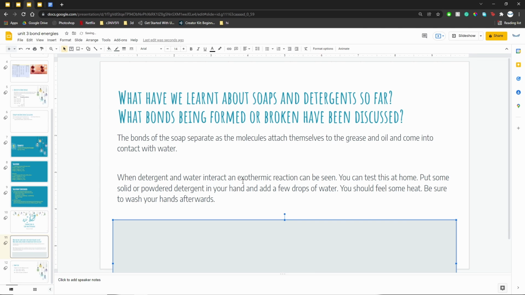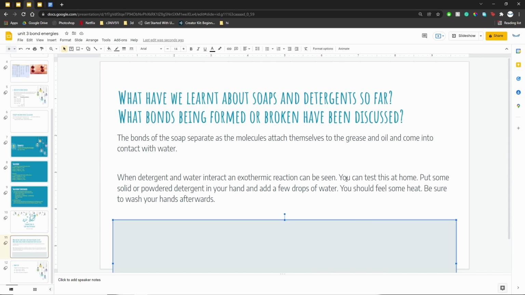When detergent and water interact, an exothermic reaction can be seen. And so you can actually test this at home. If not, you can just believe me. But if you want to test it, don't go overboard. You can put some solid or powdered detergent in your hand and add a few drops of water, and you should feel some heat being released. Be sure to wash your hands because you don't want to put it in your mouth and get sick. The main point is that this is an exothermic reaction. Heat is being released. You can feel this heat.